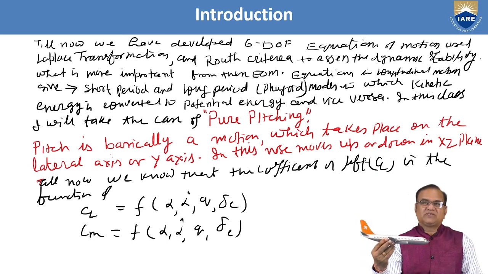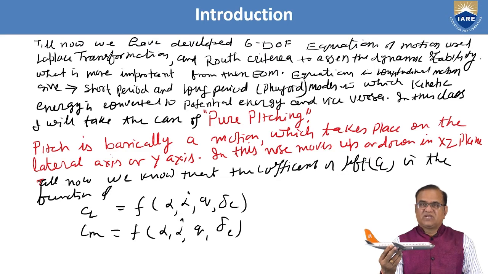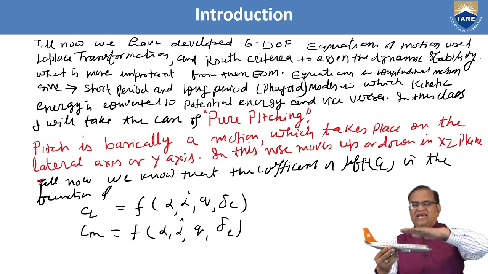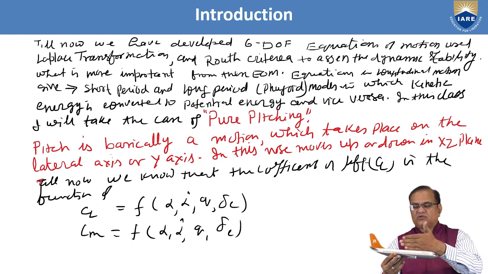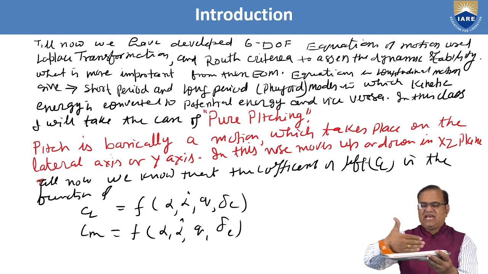This is only possible when we are fixing our model in the wind tunnel. So pitch is basically a motion which takes place on the lateral axis or y-axis. In this, the nose moves up or down in the xz plane. So this is the x and this is the z.